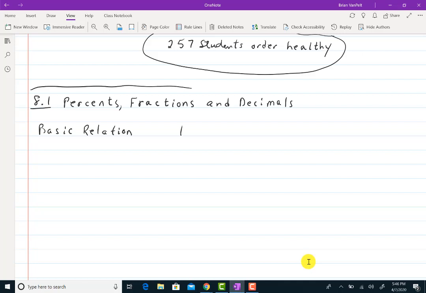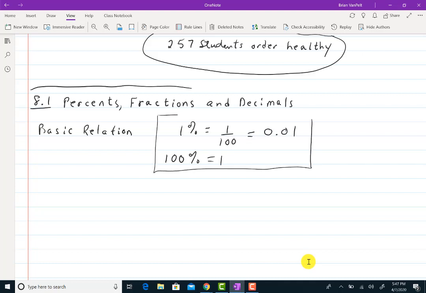Let's start. 1% is the same as 1 over 100. Percent literally means per 100. Or as a decimal, we could write that as 0.01. On the other hand, we have this: 100% is equal to 1. These are the two items that we'll need the most throughout, because these are going to be the things that help us convert.